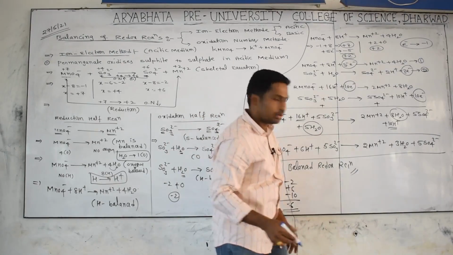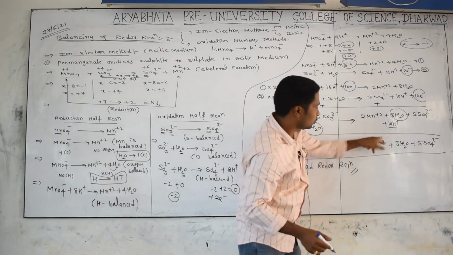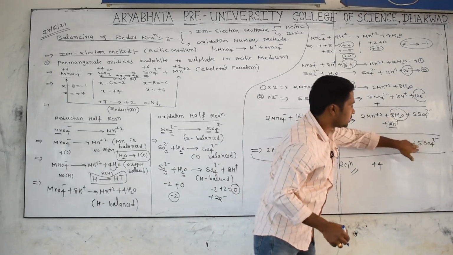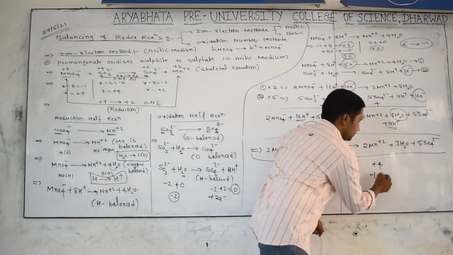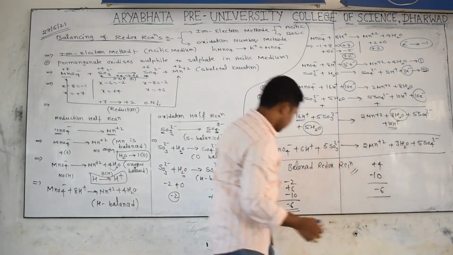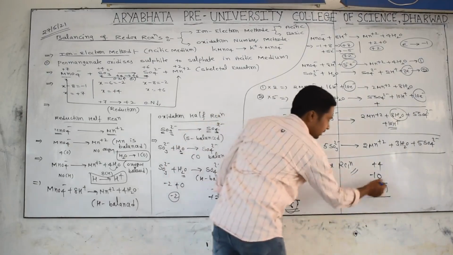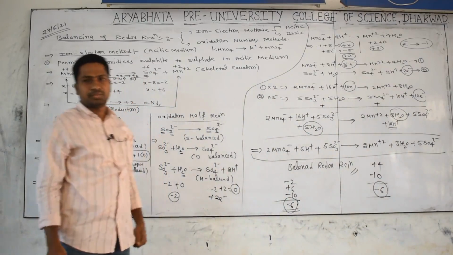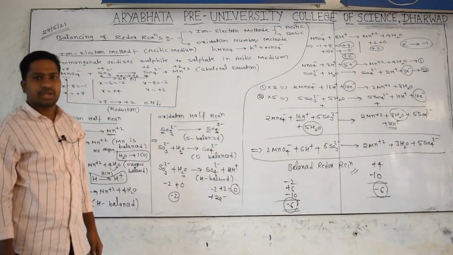Coming to the right side, what are we getting? Each one plus 2, 2 plus 2s are plus 4. Each one carries minus 2 charge, 5 minus 2s are minus 10. So we get minus 6. Left side minus 6, right side minus 6, everything is balanced on both the left and right sides. This is called the balanced redox reaction.